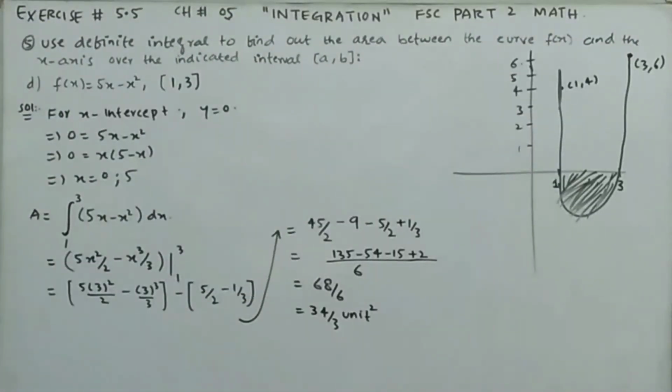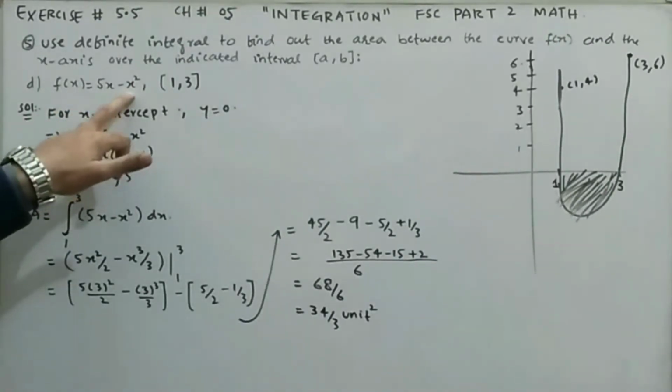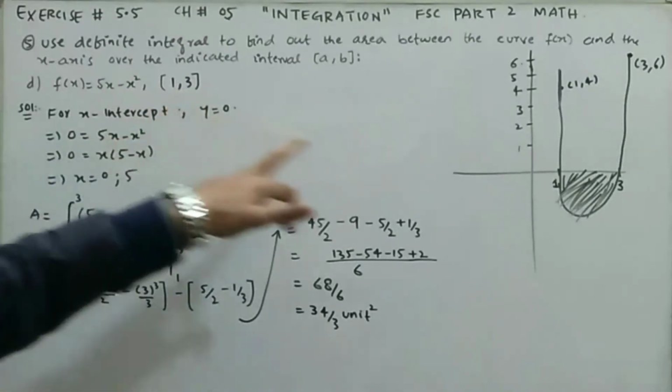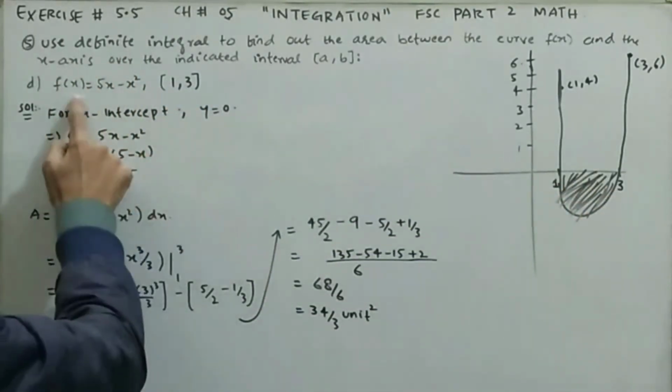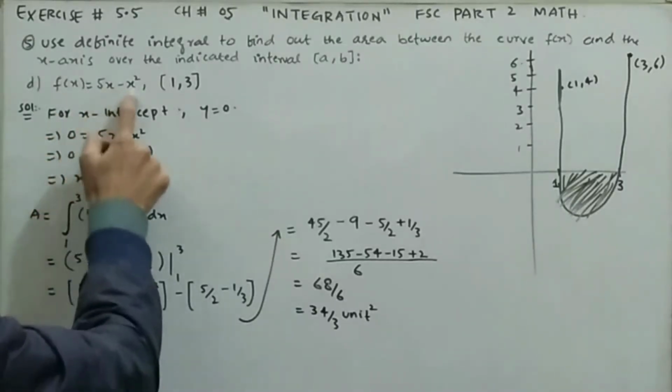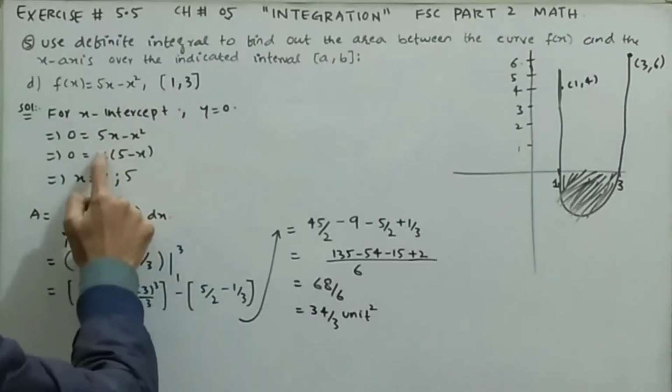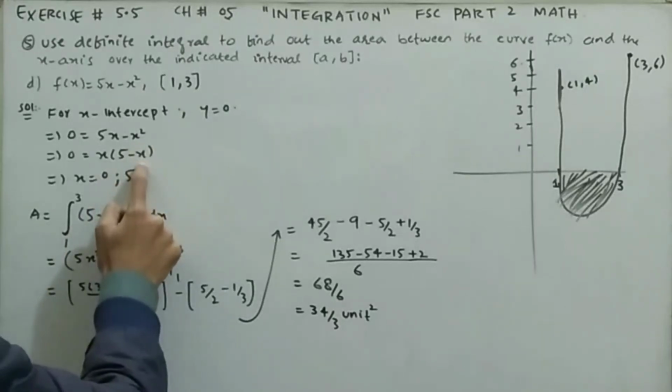Now let's understand the last part of the given lecture. In the last part of question number 5, a function f of x is equal to pi of x minus x square is given while the interval is from 1 to 3. So for x intercept y will be equal to 0, f of x is equal to 0, so pi of x minus x square. Take out x common, so we are left with pi, and over here we are left with negative x.